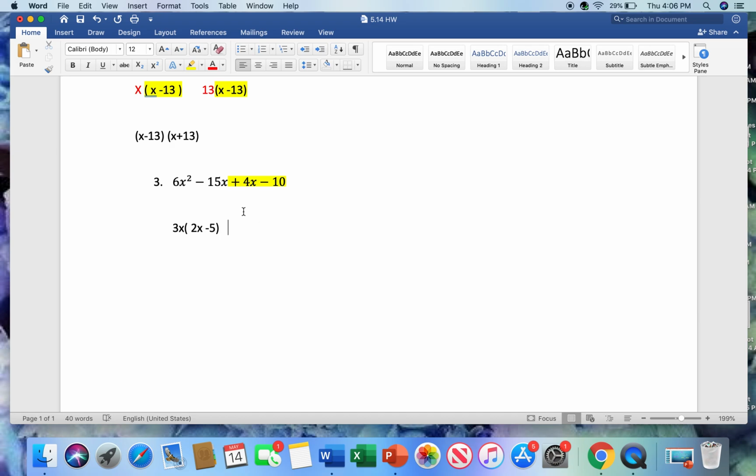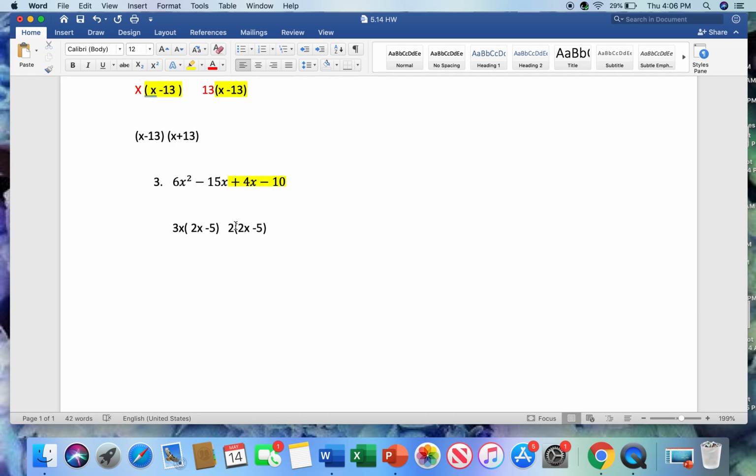Now we're going to work with the second part of the problem, this 4x minus 10. The greatest common factor between the two is 2. How do we get 4x back? We have to multiply 2 by 2x. How do we get negative 10 back? We have to multiply 2 by negative 5.